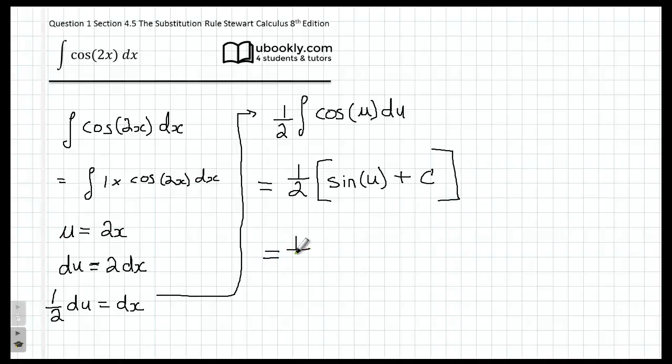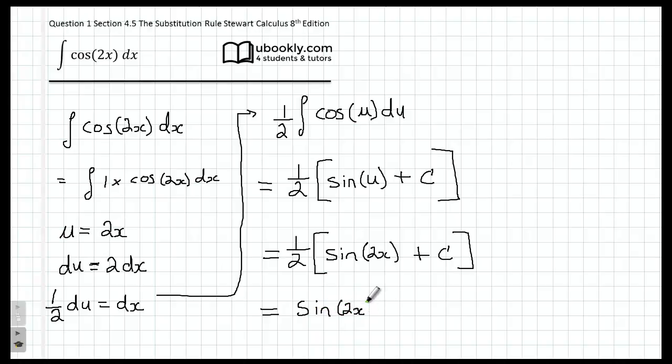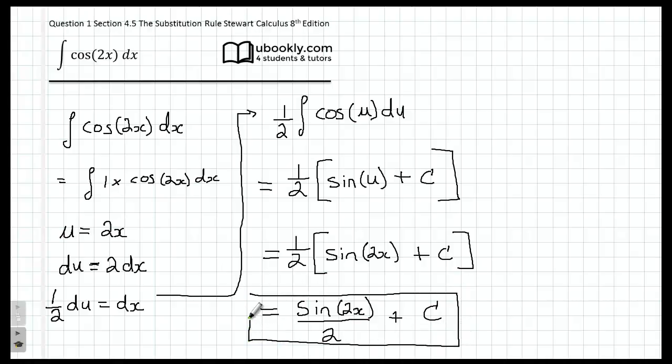Now I substitute my u's back for x's, because I want my answer in x, not in u. Well, u is 2x, so I've got sine of 2x plus c. I can simplify that further: it will be sine of 2x over 2 plus c over 2. But c over 2, a constant over 2, remains a constant, so I can just leave it as c. So that would be my final answer.